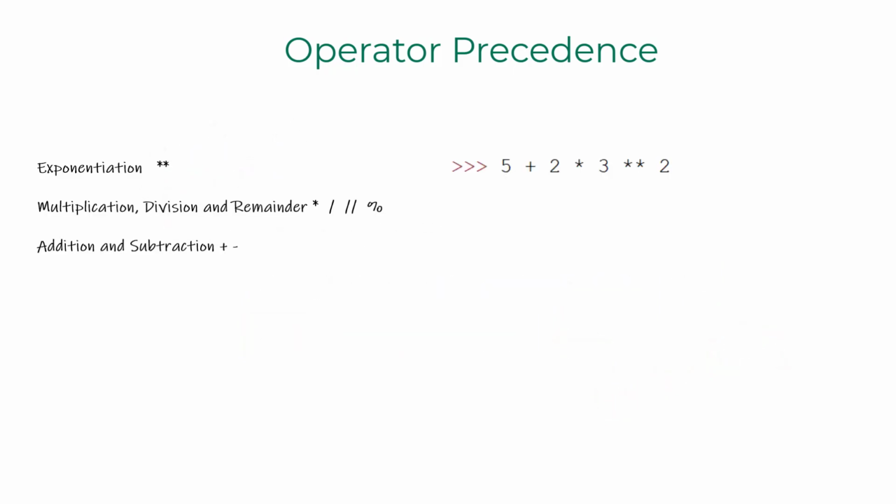Alright, so keeping operator precedence in mind, let's evaluate this. I'm going to do exponentiation first. 3 squared is 9, and then multiplication. 2 multiplied by 9 is 18. 18 plus 5 is 23.